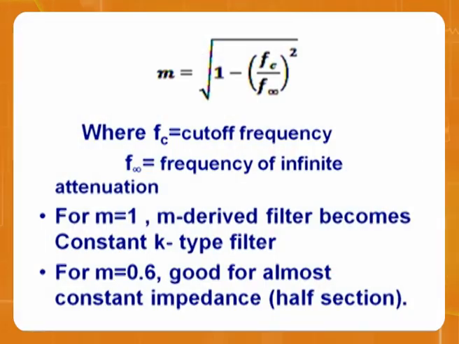Sharp rise in alpha is by M derived, but it only raises, it doesn't keep it constant. To keep it constant, you have to go for a constant K filter. Then after that, what about impedances there? That's possible only by half section. Therefore, it's not that we need only M derived, we need M derived, we need a constant K, we need a half section. That's why it is called a combination of all the three, it's called composite filter.